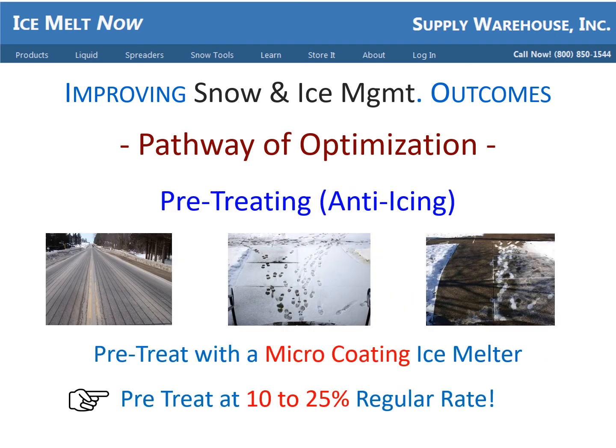Pre-treating, also known as anti-icing: understanding it is everything. All you need is a micro-coating of ice melter, which fans out into a brine coating that prevents the bonding of snow and ice. Do not pre-treat if rain changing to snow is in the forecast. You can pre-treat with your ice melter at 10 to 25% of your normal application rate. Pre-treating like the professionals can help you save substantially on time and material and get better outcomes.